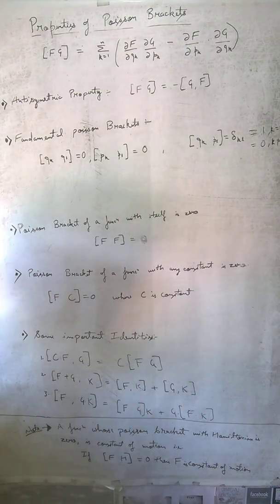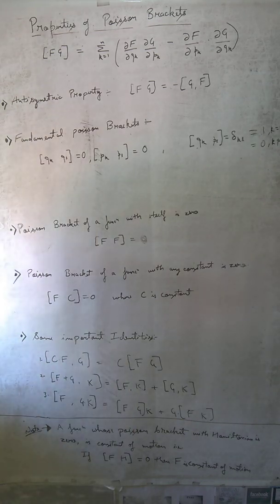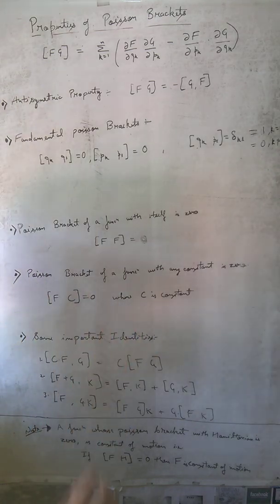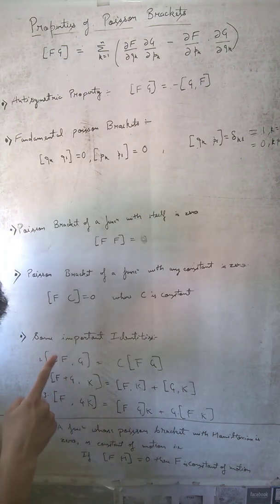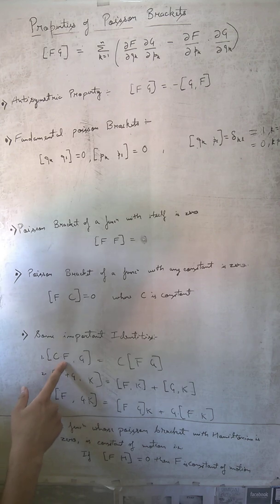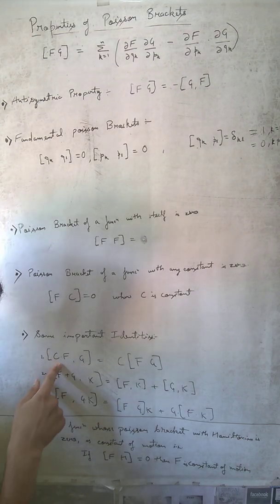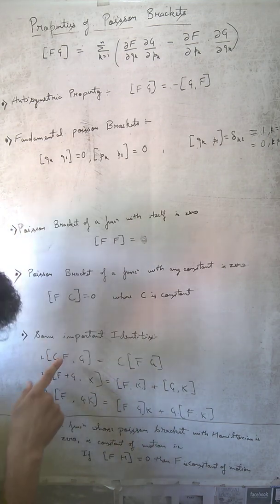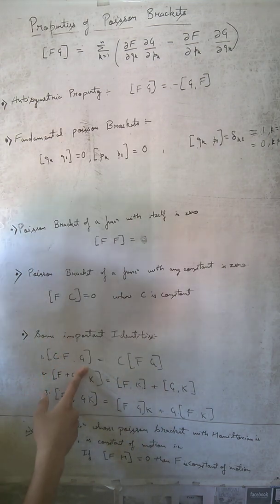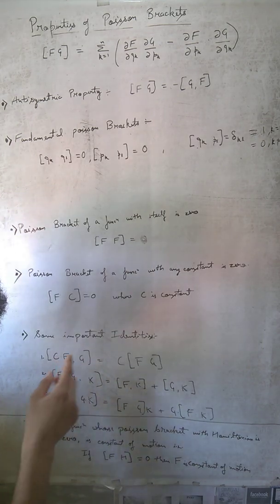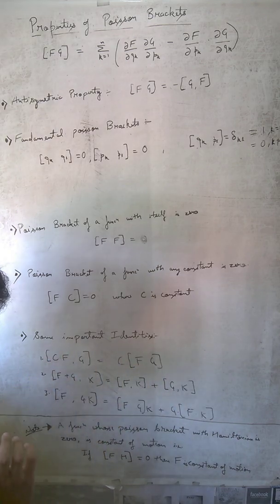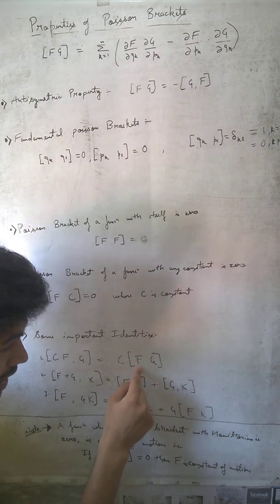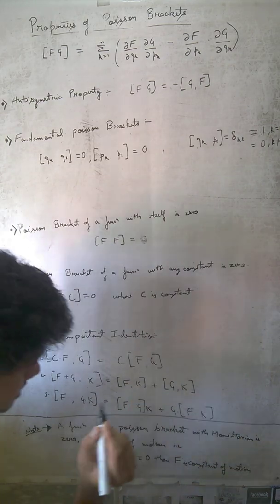Now, moving to some important identities of Poisson brackets, meaning how we can apply them if we have a combination of functions. We will see some examples. Here we have the Poisson bracket of c multiplied by f with g, where c is a constant, and f and g are functions. If c is a constant, then we can place c outside the Poisson bracket of f and g. This is our first identity.